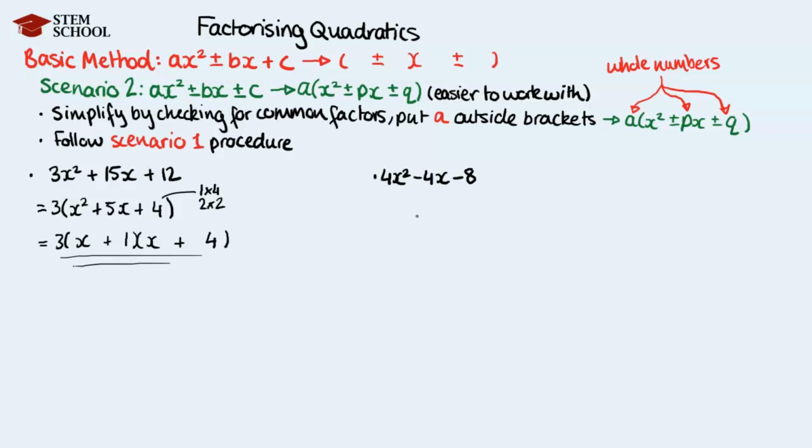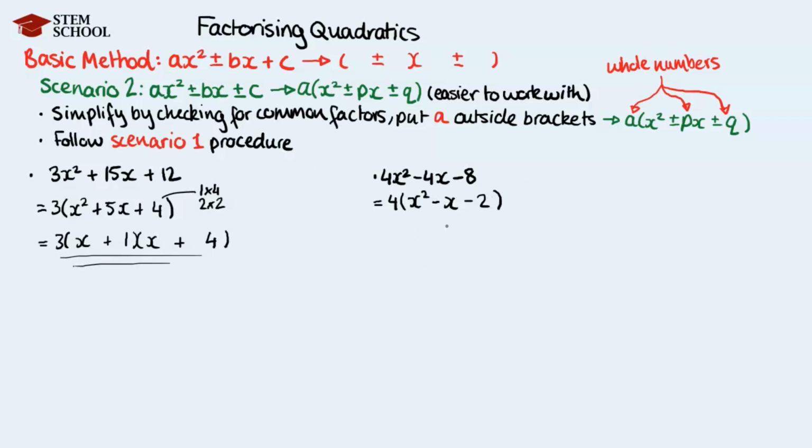So let's move on to the next question. We've got 4x squared minus 4x minus 8. So is there a common factor? Yes, you can take the 4 out, okay? So let's do that. So put 4 outside the brackets. Now 4 times what makes 4x squared? So that will just be an x squared term. Then 4 times what makes minus 4x? So it'll be minus x, right? Then 4 times what makes minus 8? So it'll be minus 2.